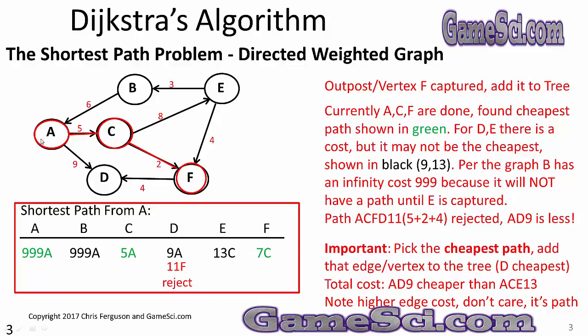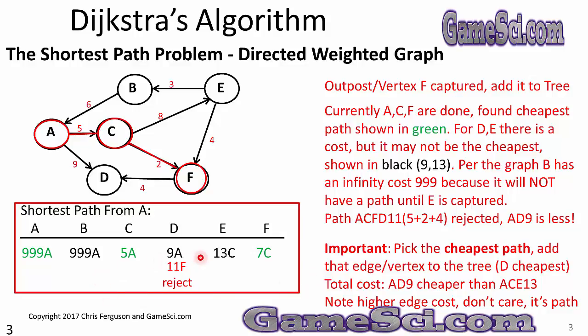We already have in our array this path, A to D. We're not sure if it's the cheapest, but when we see this path, A, C, F, D, that is a new path, but it's not cheaper than the old path, so we'll keep the old cost 9 and reject the new cost 11. Important to pick the cheapest path, add that edge or vertex to the tree.